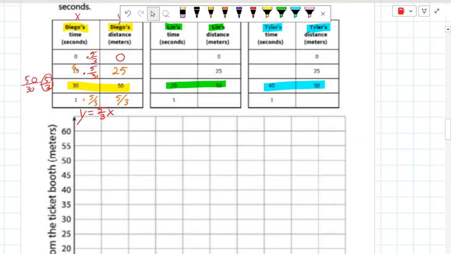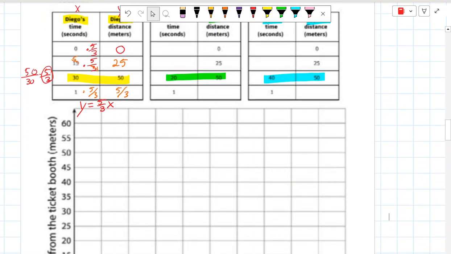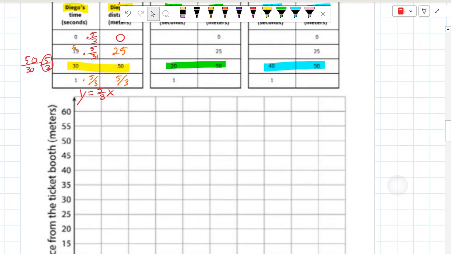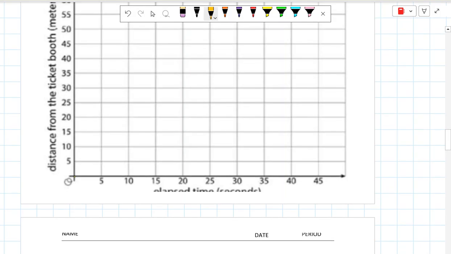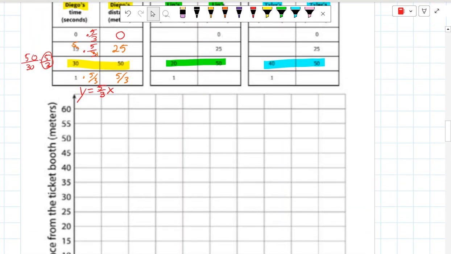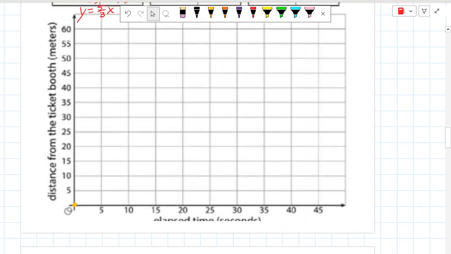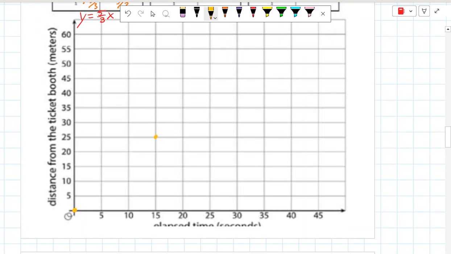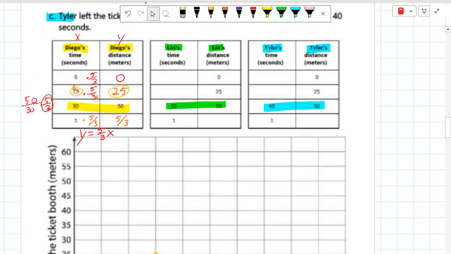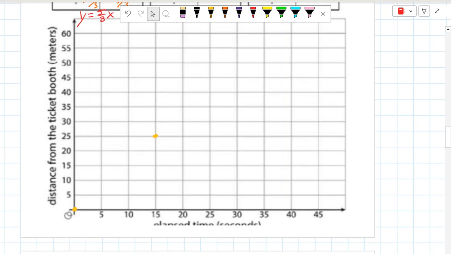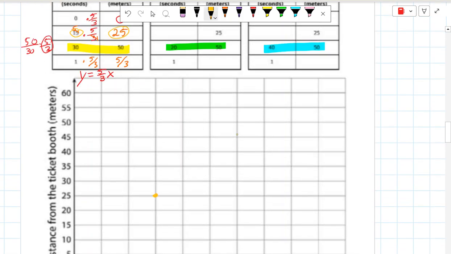Now we'll come down here and I'm going to use, let's see, yellow. Hopefully that will show up for you for Diego's. And my first point is 0, 0. So come down here and I'll put a 0, 0 for Diego. Then my next point is 15, 25. So I'll come up here and I'll go 15, then up to 25, make my points. And then 30, 50.